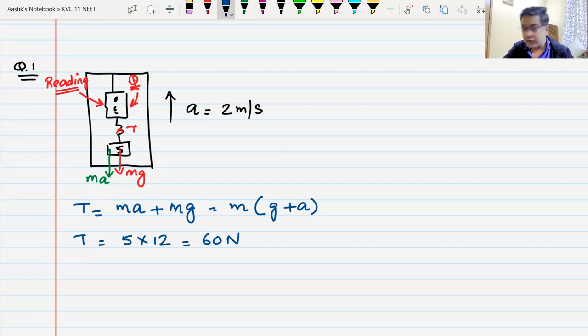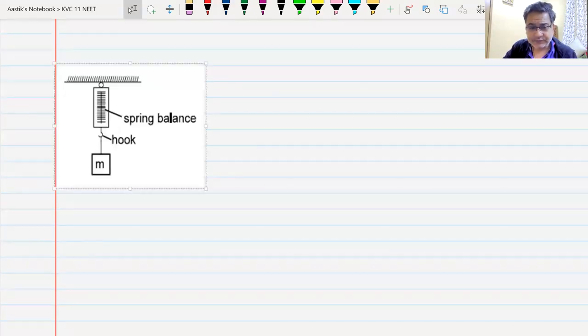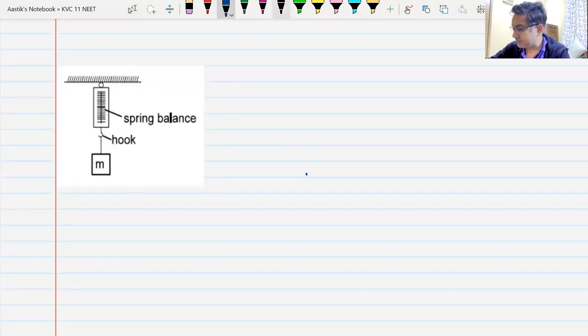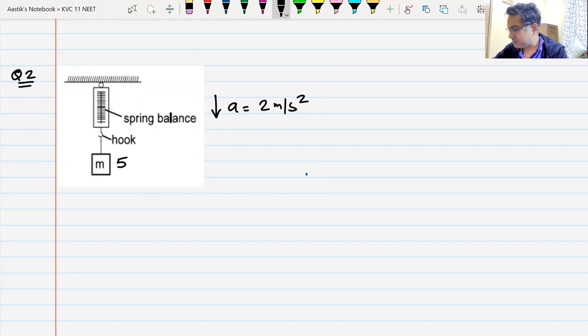Noted? Yes, sir. Shall I move on to the next question? Yes, sir. Again, I have a spring balance. The mass of 5 kg is still attached, but now it is moving in a lift, and this lift is moving down with an acceleration of 2 meter per second square. What is the reading in the spring balance?